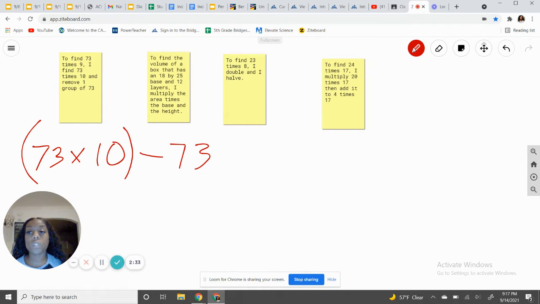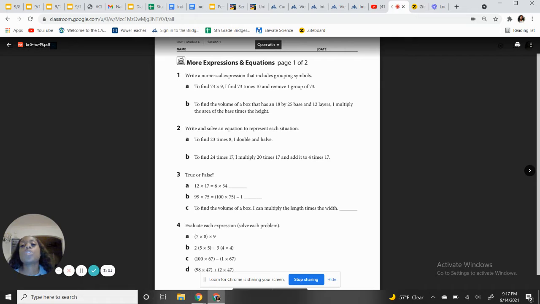So in order to find 73 times 9, we are going to use the over strategy where we take that 9 and we bump it up to 10. We find the product. And then we take 73 away, or we take one group away, because we added one group when we bumped it up. Now, when we go back to 1A, let's look at actually number 1.